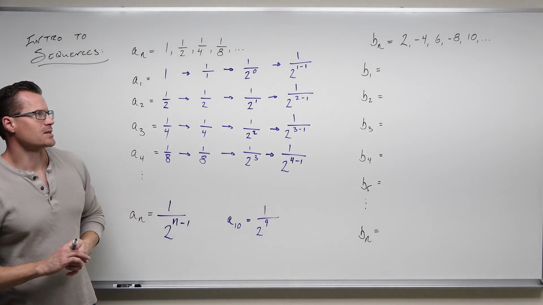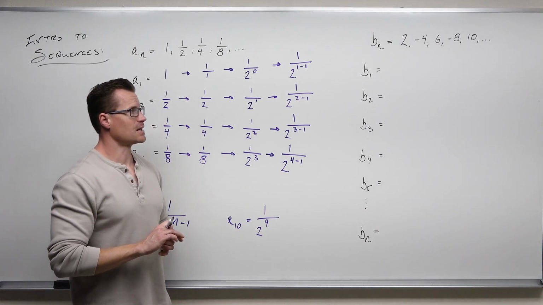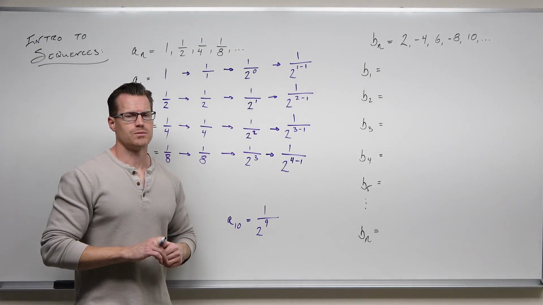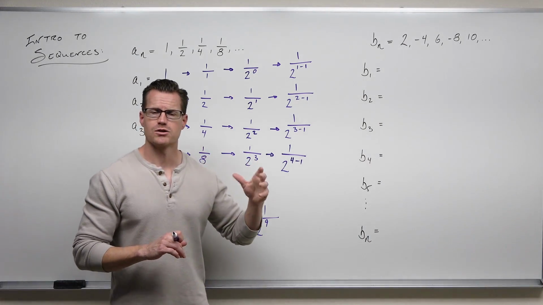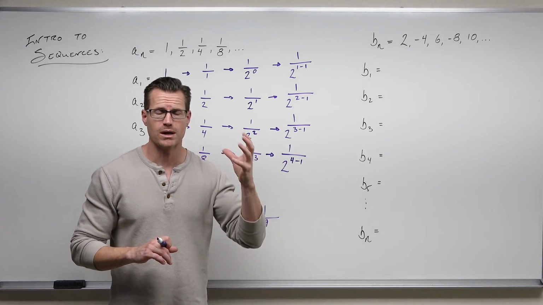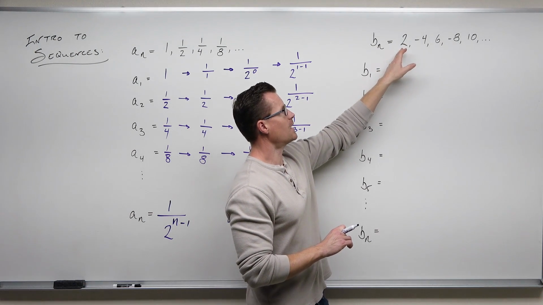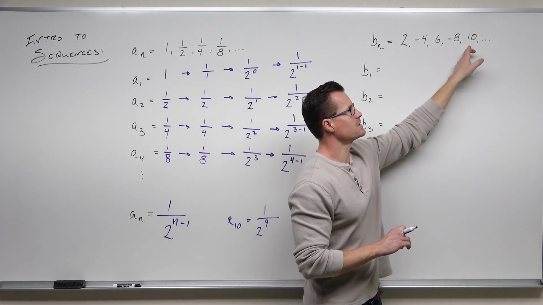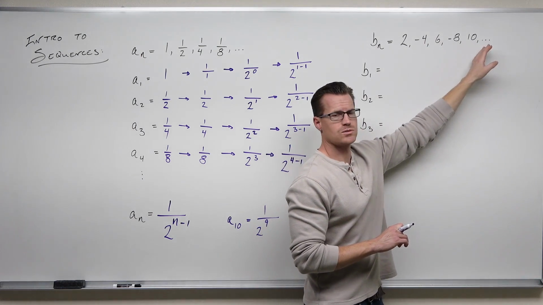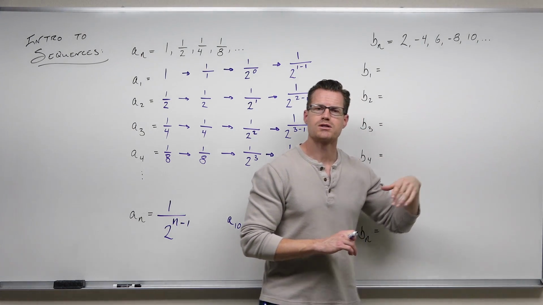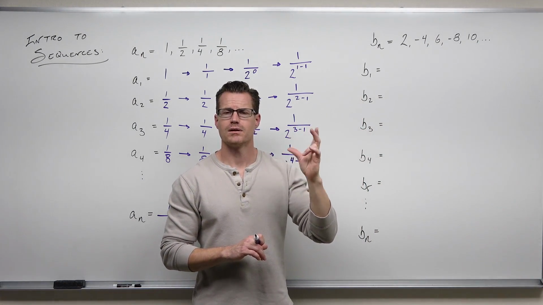So b sub n is 2, then negative 4, then 6, then negative 8, then 10, then what would the next term be? What would the one after that be? Can you see that the next term should be, well, think about it, should it be positive or negative? Start evaluating this sequence. I see positive, negative, positive, negative, positive. Next one should be negative. I see 2, 4, 6, 8, 10. The next one should be 12. These are alternating even numbers.